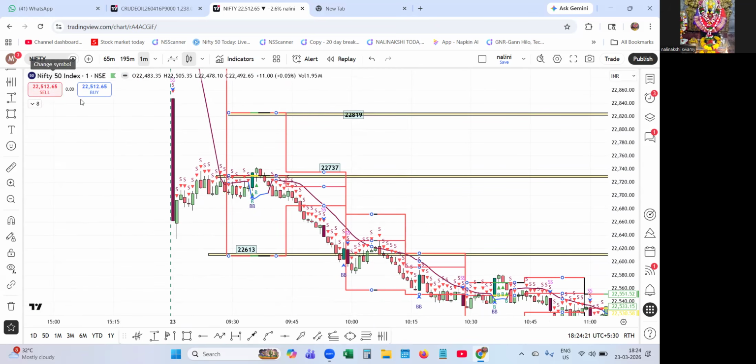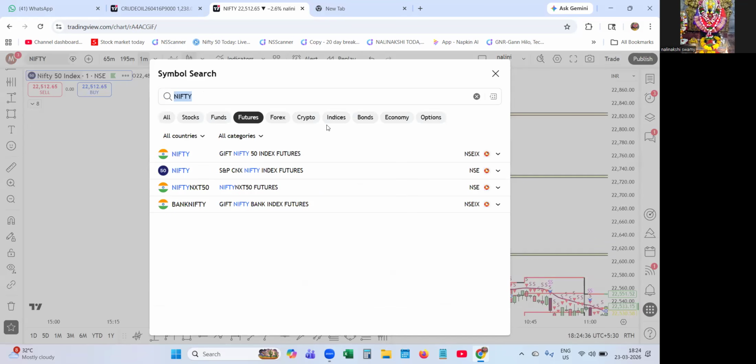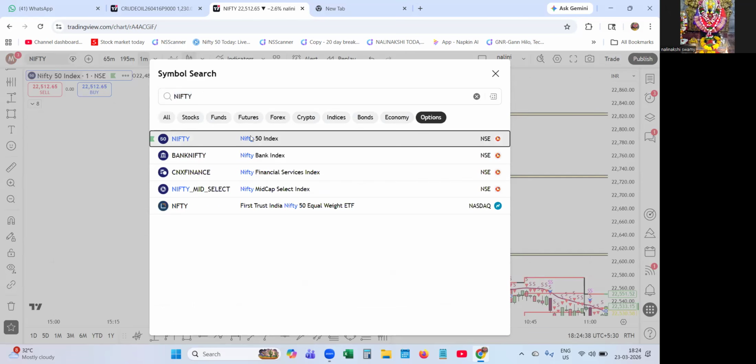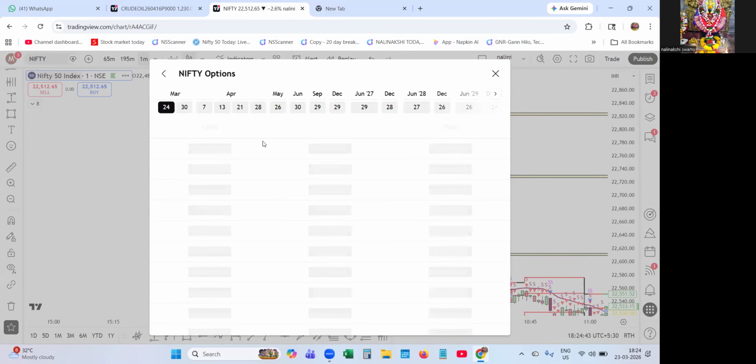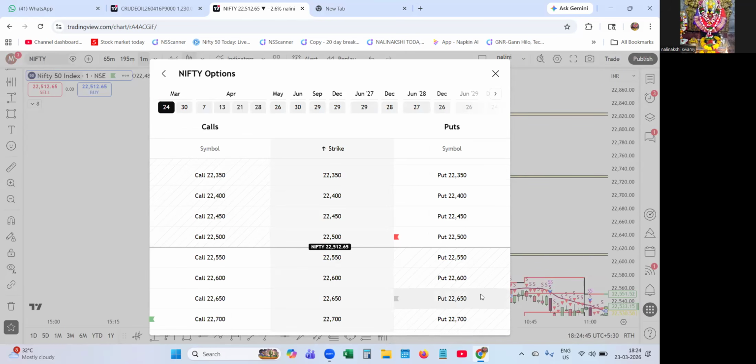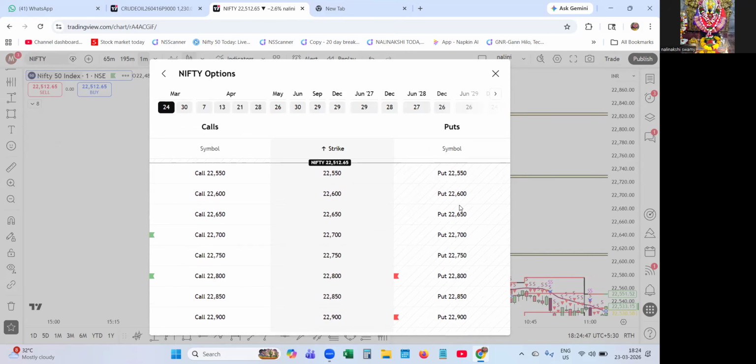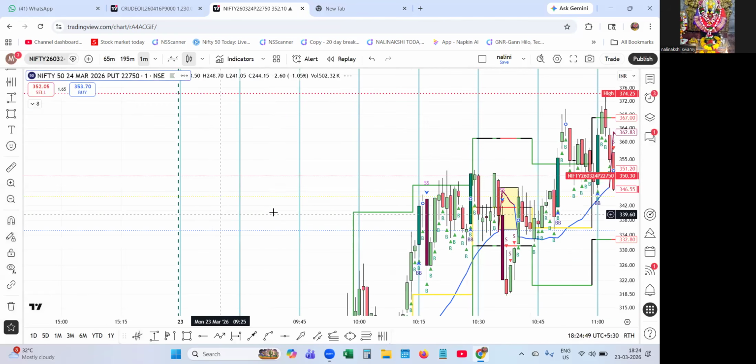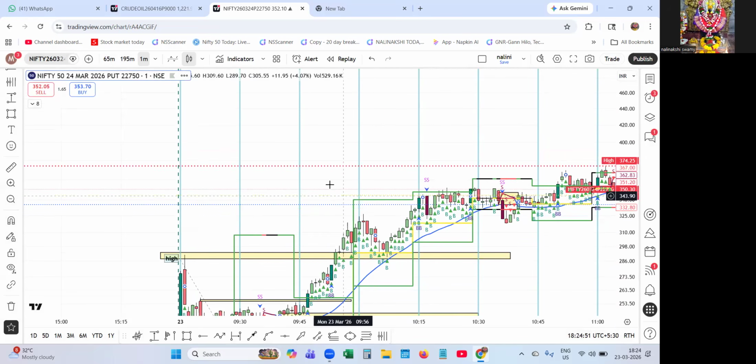Let me go to the put option. What was the resistance? This was the pivot. So then you select the put option according to that. 22,750 put option. Let me go to the Nifty and select the 22,750 put option. Okay, friends.